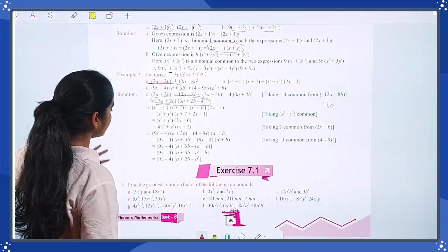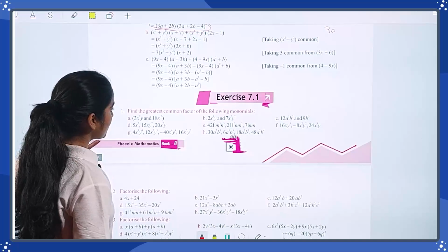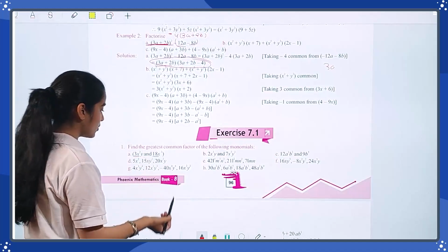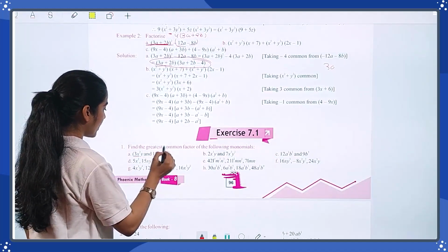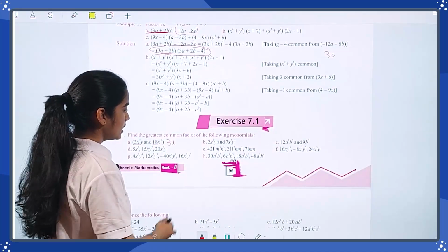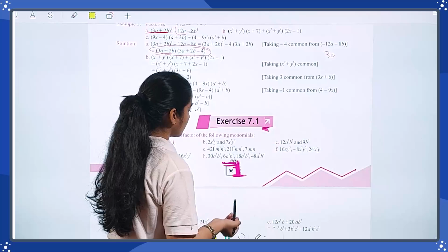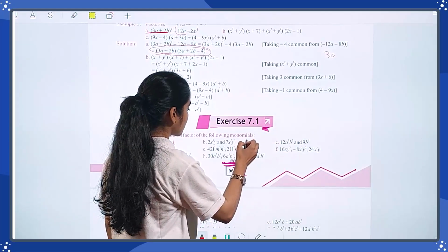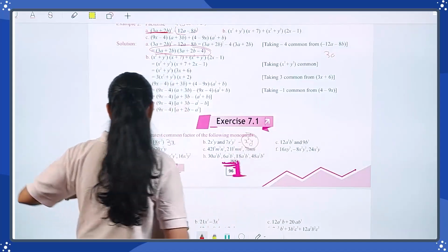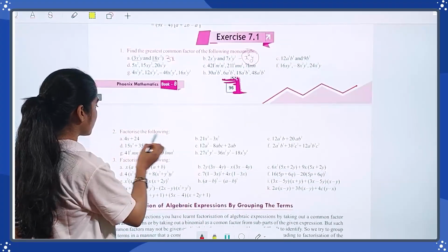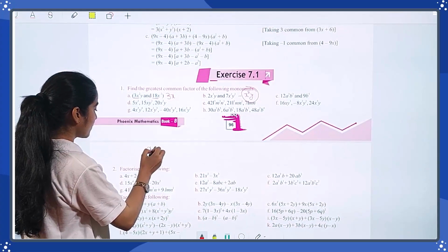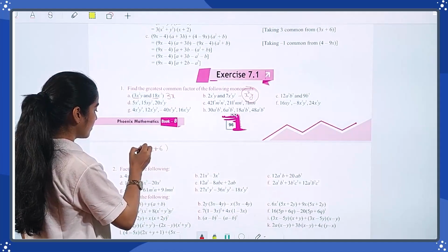Now find the greatest common factor of the following monomials. So 3x squared, 18x squared: obviously we all know 3 is the common factor, then x is the common factor. Okay, so 3x is your GCF. In this we have x squared and y as the greatest common factor. Now move forward to the next question. Factorize the following: 4x plus 24. So we can take x plus 6 and 4.